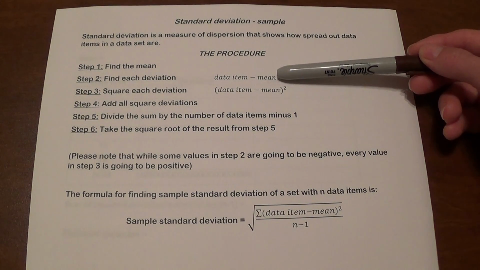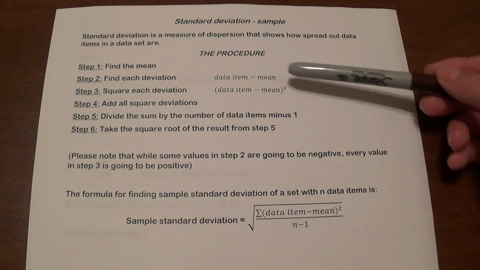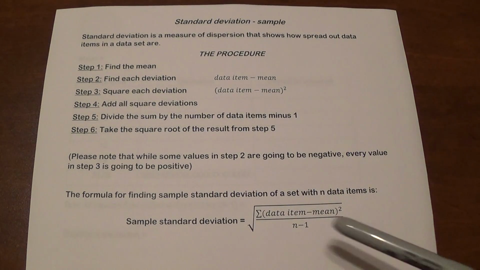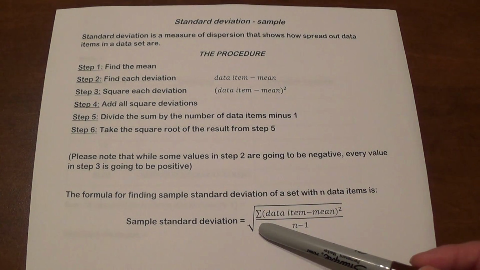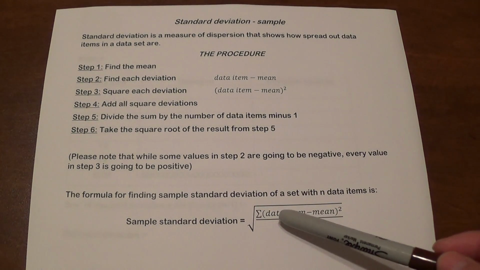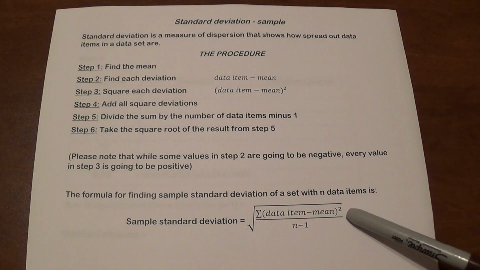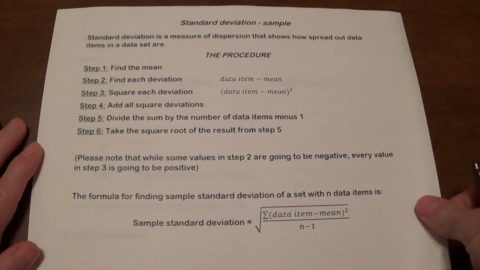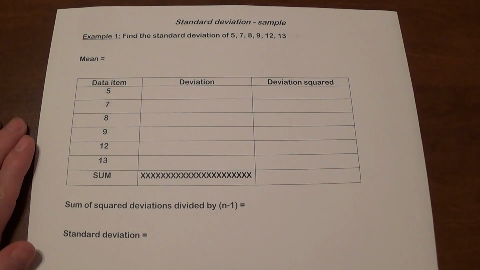Okay. Please keep in mind that when you subtract data items minus the mean, if the data item is less than the mean, some of these results will be negative, but when you square it, everything has to be positive. And this is the formula for finding sample standard deviation. Sigma means the summation, or adding together the squares of data items minus the mean, all of them, and we divide it by n minus 1, and we take the square root. So let's go ahead and take a look at some problems.